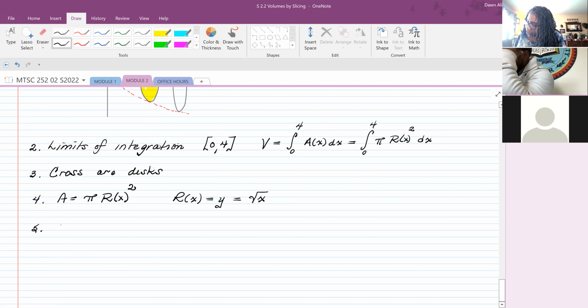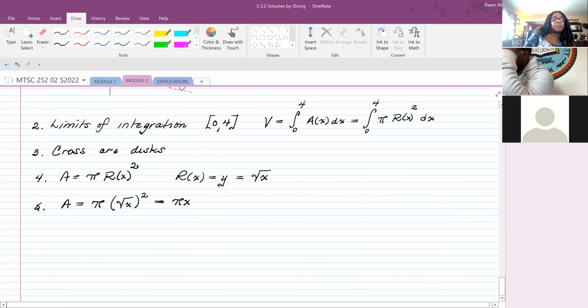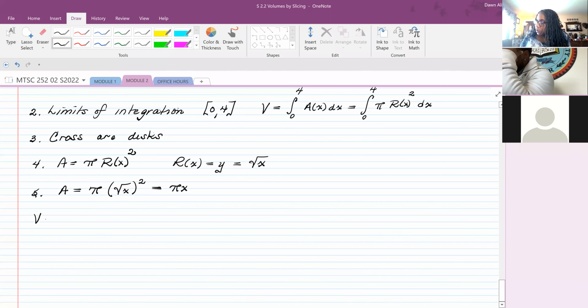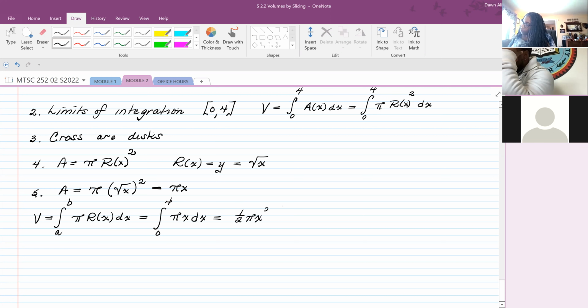So 5, I get that the area is pi times r of x, which is the square root of x, squared. So I just get pi x. That's my area, that's my pi r squared. So my volume is the integral from a to b of pi times the radius squared dx. But that's the integral from 0 to 4 of pi, my radius squared is x, dx. So this is 1/2 pi x squared, evaluated between 0 and 4.